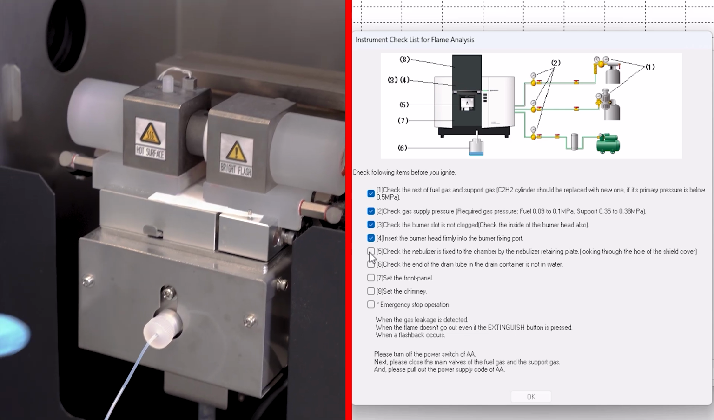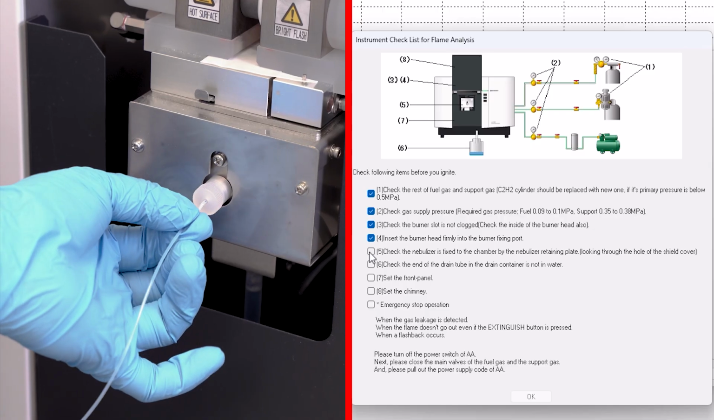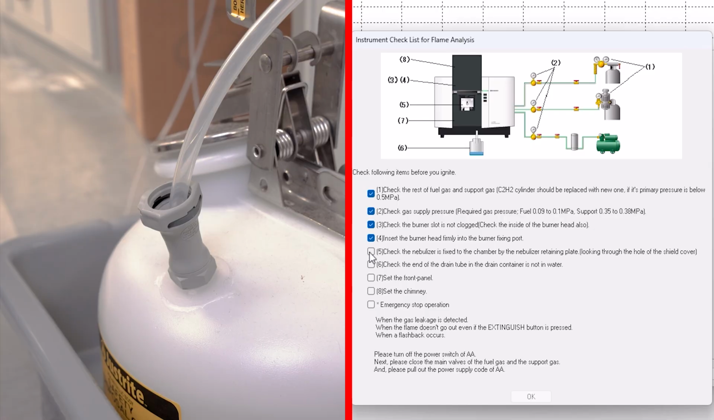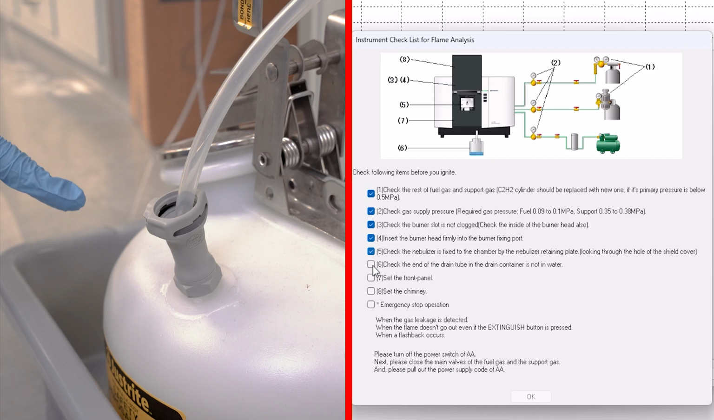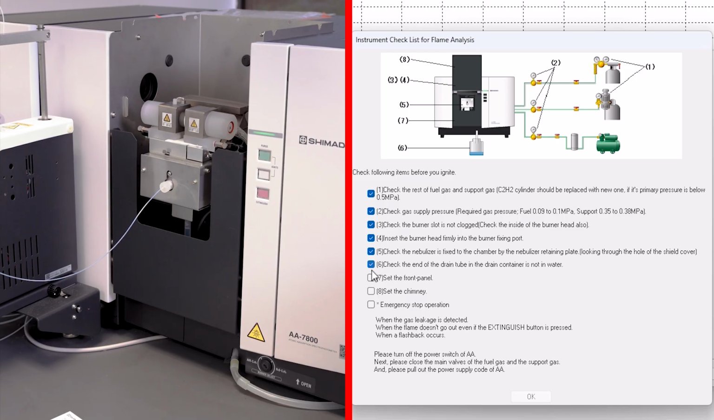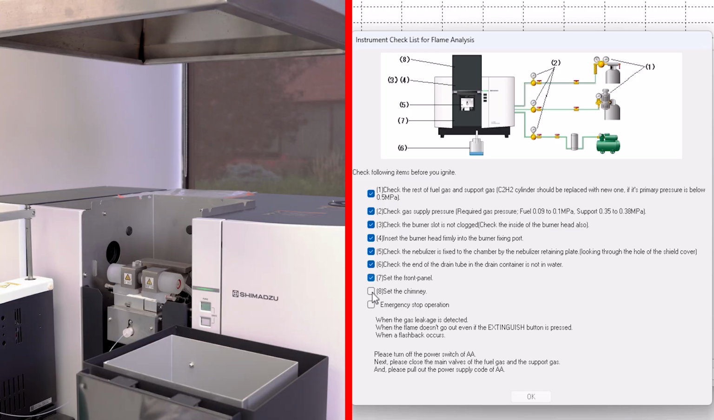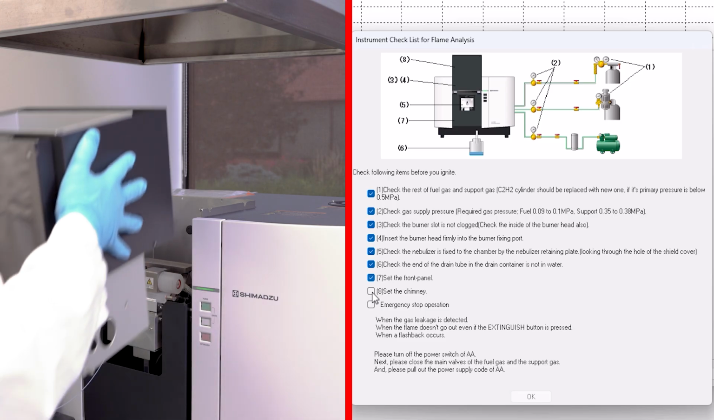Number 5, check that the nebulizer is connected to the instrument and that the sampling tube is attached to the capillary. Number 6, check to make sure that tubing for waste is correctly set up and that waste is not full. Number 7, set the front panel. Number 8, put the chimney back on.